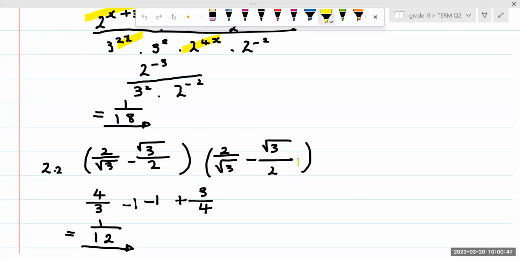I had bracket 2 all over square root of 3 minus square root of 3 over 2, all squared. And then I broke the brackets into 2 so that I could not get confused, and said 2 all over root of 3 multiplied by 2 all over root of 3 gave me 4 all over 3. And then 2 all over root of 3 multiplied by negative root of 3 all over 2 gave me negative 1. And then this one divided by this one, and I punched that into my calculator and it gave me 1 over.